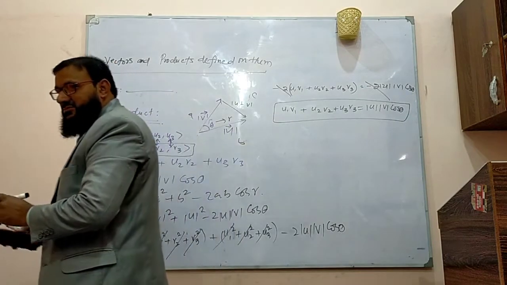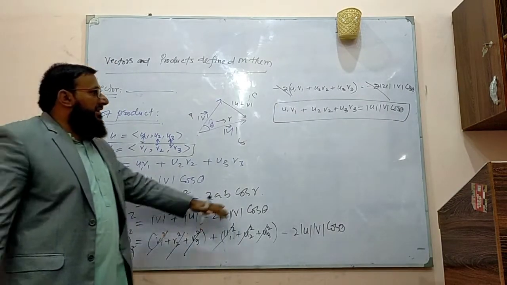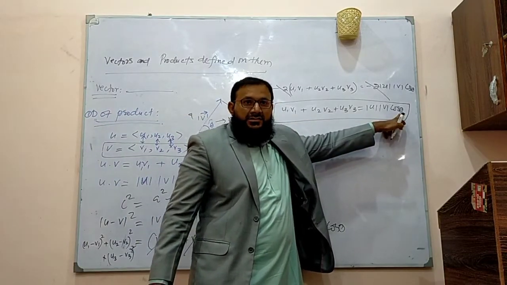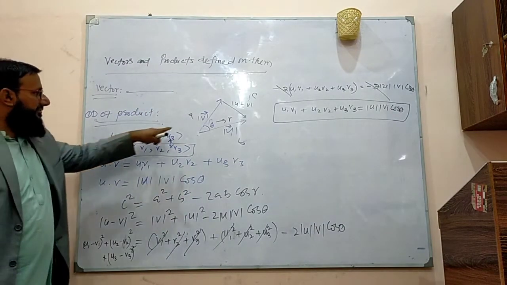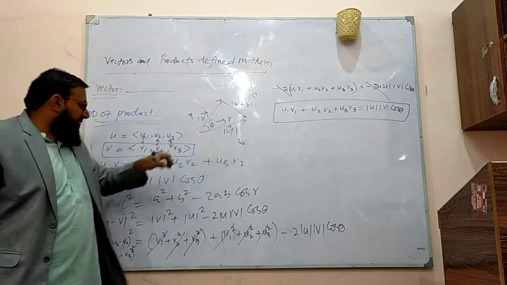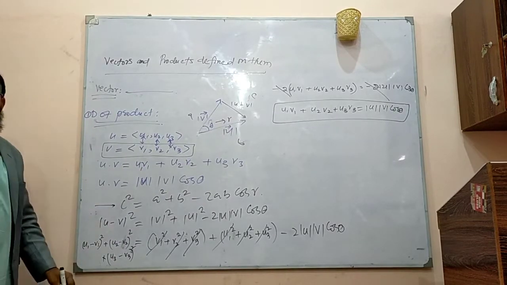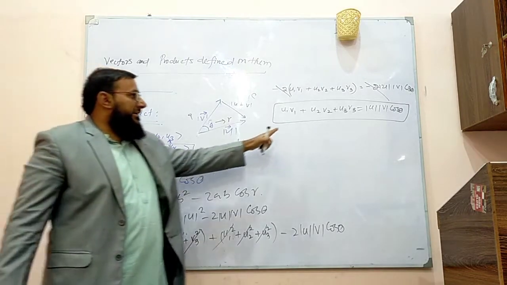What is this now? Basically this is the way to find out this angle theta. Where did we start from? We started from this triangle. It means we basically used what we call the law of cosines. With the help of the law of cosines, we are here.